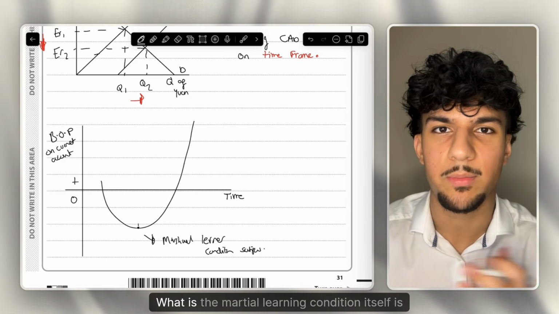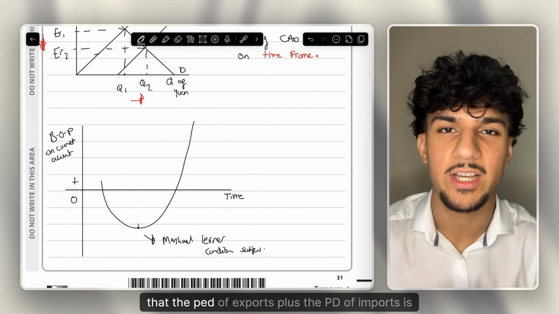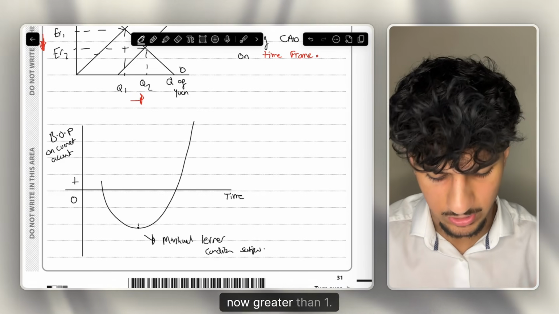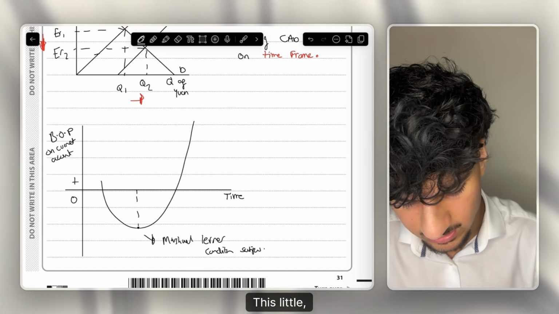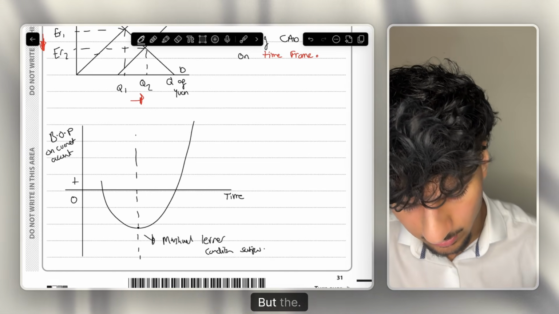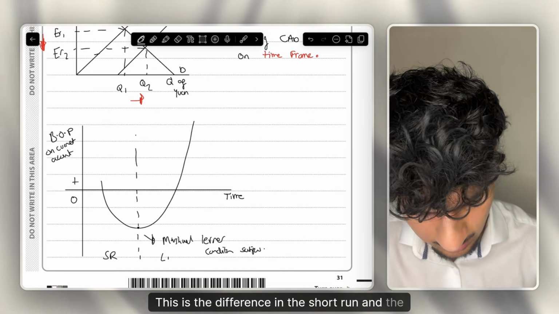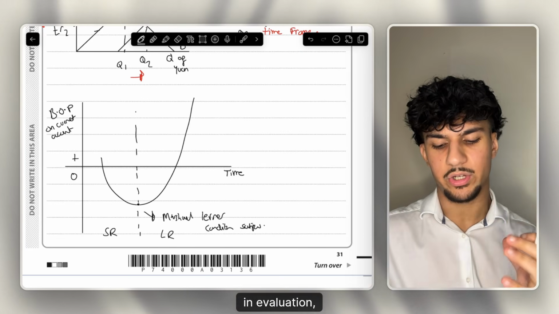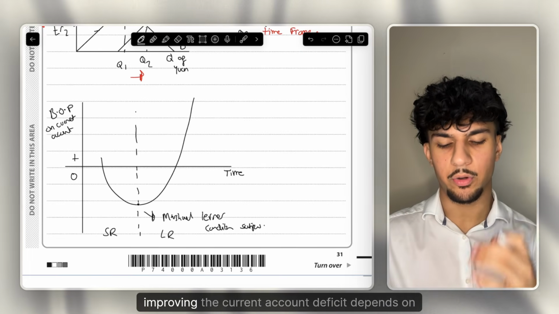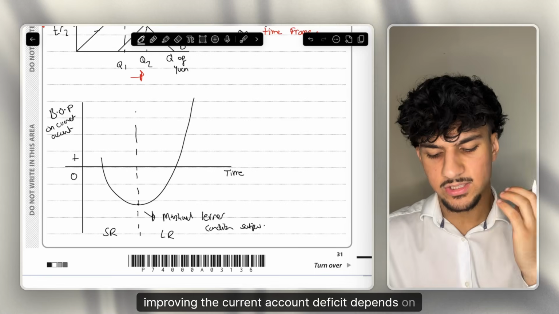And what does that mean? What is the Marshall-Lerner condition itself? It is that the PED of exports plus the PED of imports is now greater than 1. So that is the difference. This little very dodgy line by me, but this is the difference between the short run and the long run. So let's go back. However, in evaluation, depreciation of a currency improving the current account deficit depends on the time frame.